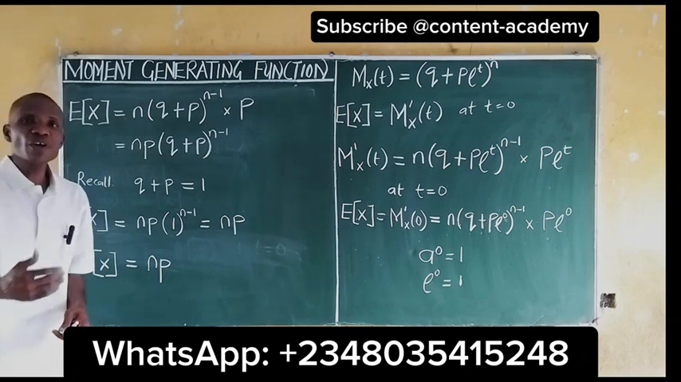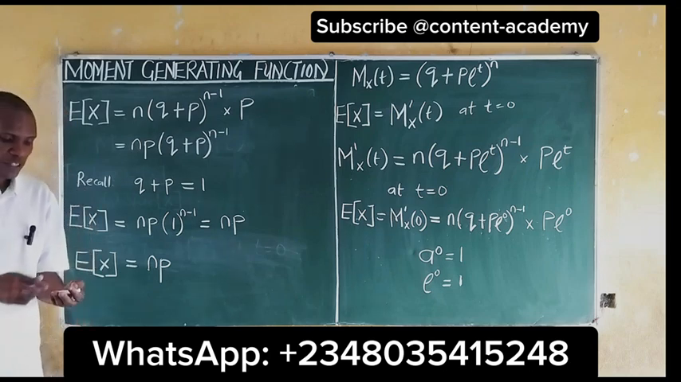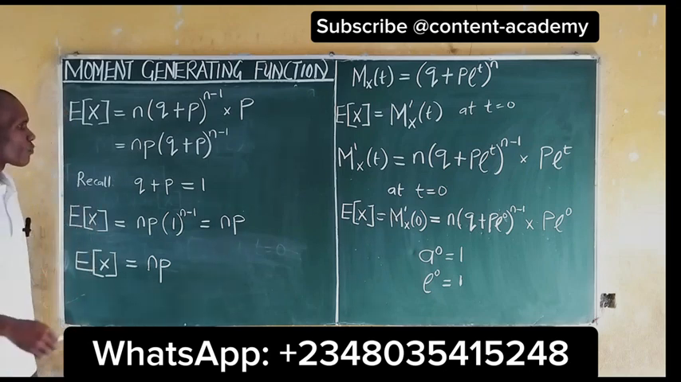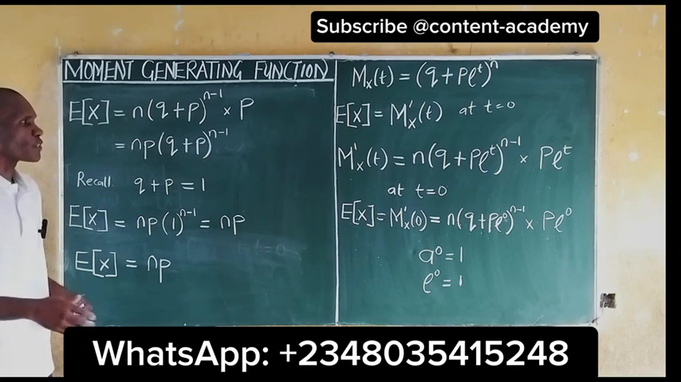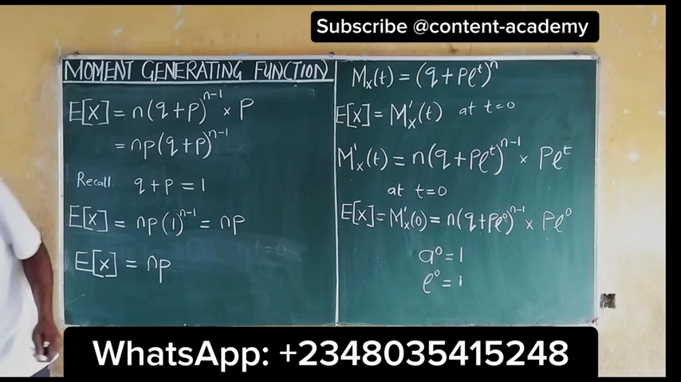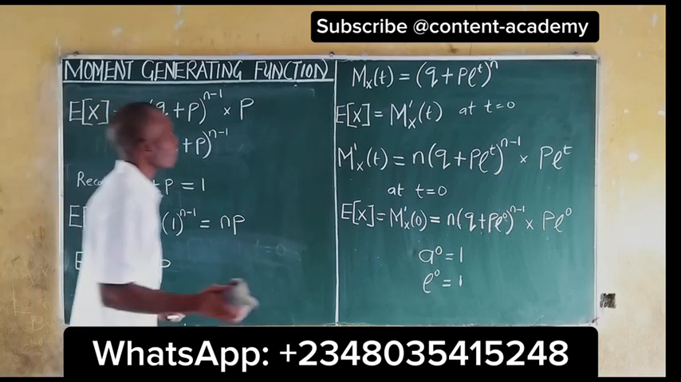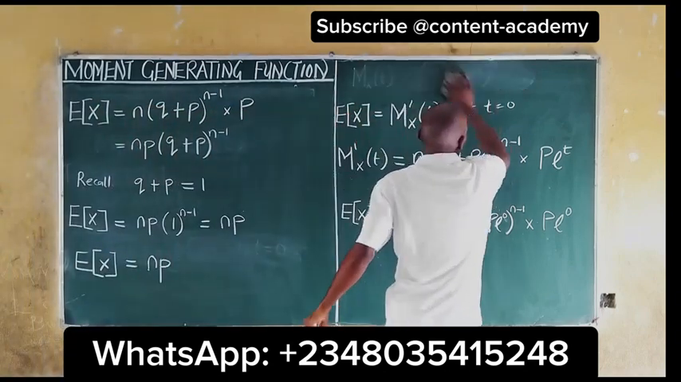Now, how do we obtain the variance for the moment generating function, which is the second question that is given? How do we obtain the variance? We move over to this side of the board.